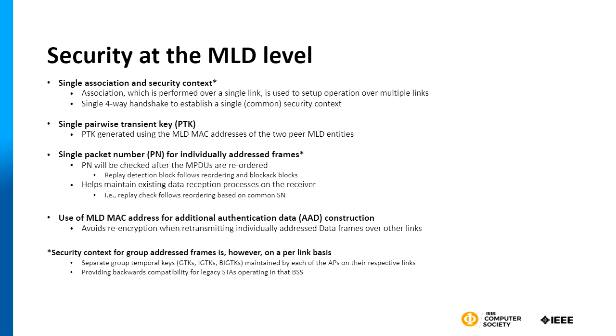Having said that, group address delivery has preserved legacy behavior, so it is on a per-link basis. That is because the APs affiliated with this MLD are also serving legacy stations, and legacy stations do not understand what an MLD device is. So they expect their keys, the group temporal keys, to be untouched and unchanged, so that beacons and management frames sent on each link use their own independent keys. This is inherited from 11AX and other legacy amendments.